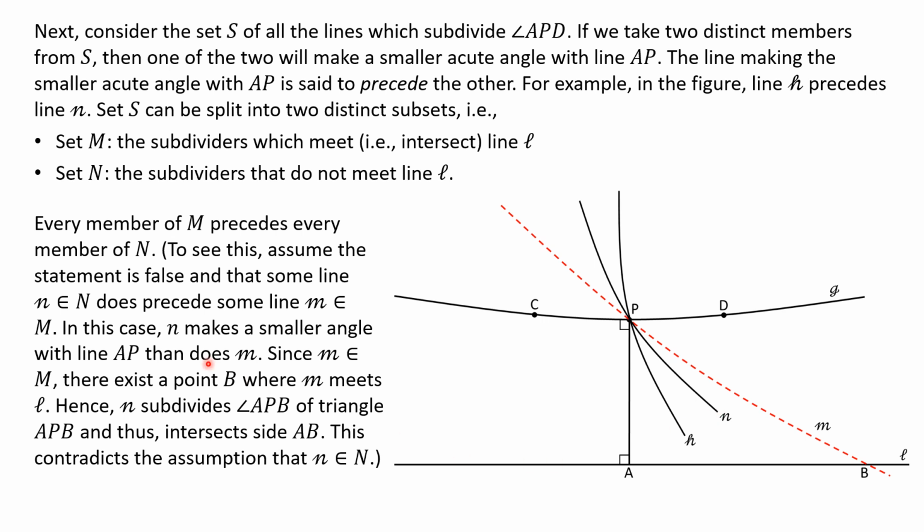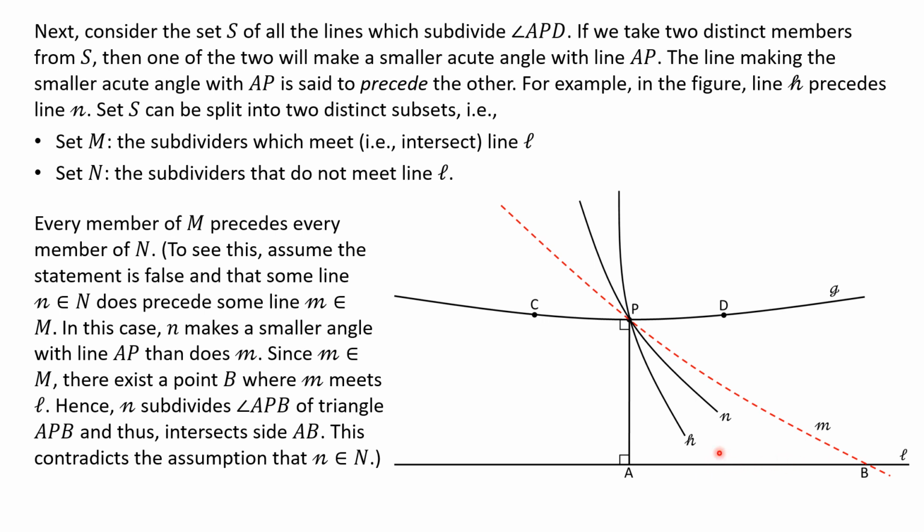Now the claim I want to make here is every member of M, the lines that intersect L, precede N. And we can see that from our figure here. The way I've drawn it here now, we would have a contradiction, because if N and H actually preceded a line M that intersected L, they would make a smaller angle with AP, and therefore they would have to intersect L also.